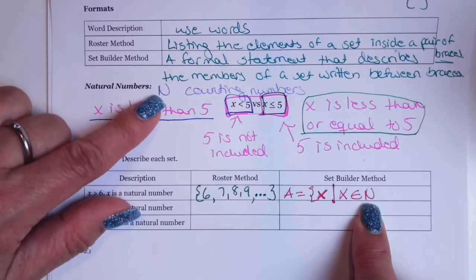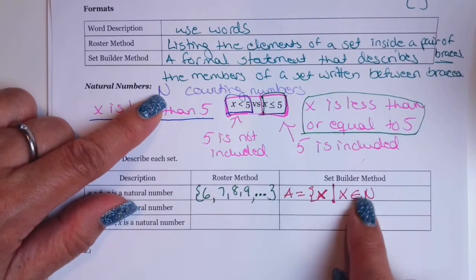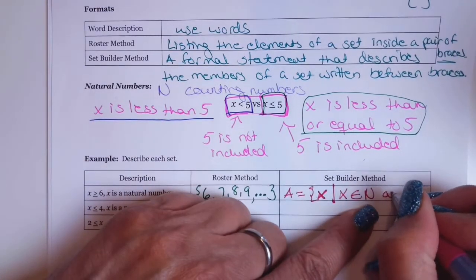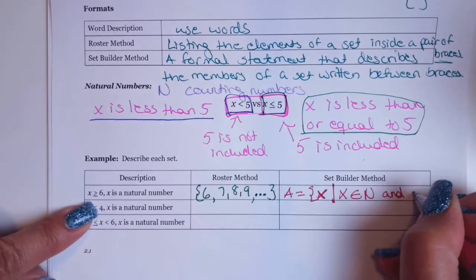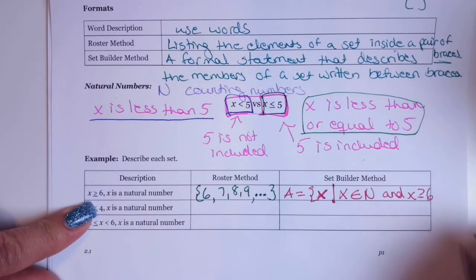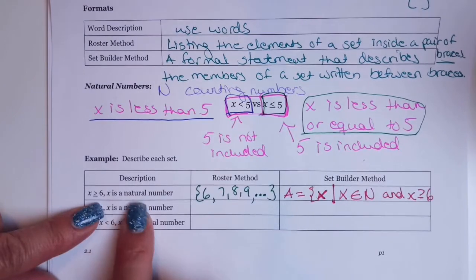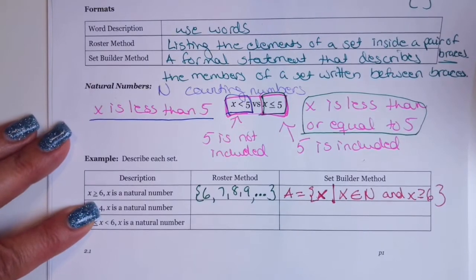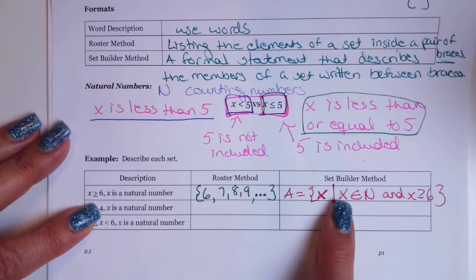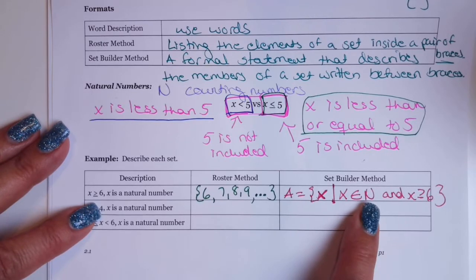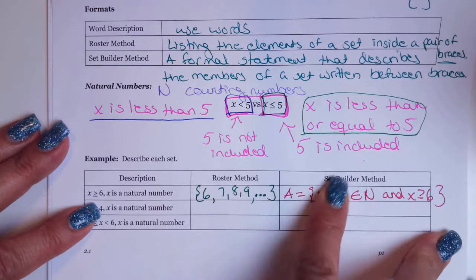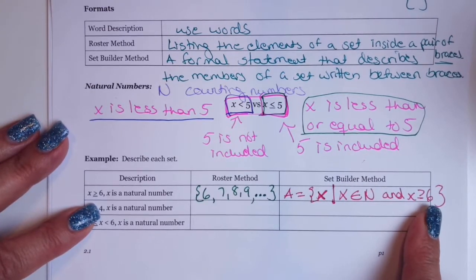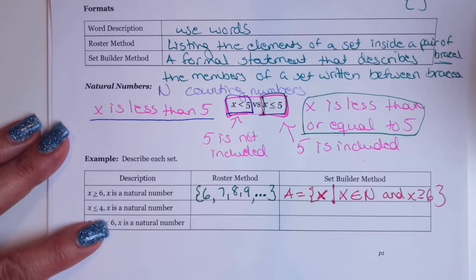Remember, natural numbers are the ones with the capital N. This means that it belongs to. So X belongs to natural numbers, and X is greater than or equal to 6. So here's the natural number, and then it's X is greater than or equal to 6. And we close the braces. We're first putting the natural number because we do the bigger set first in set builder method, and then describe it more over here. Okay, next one.